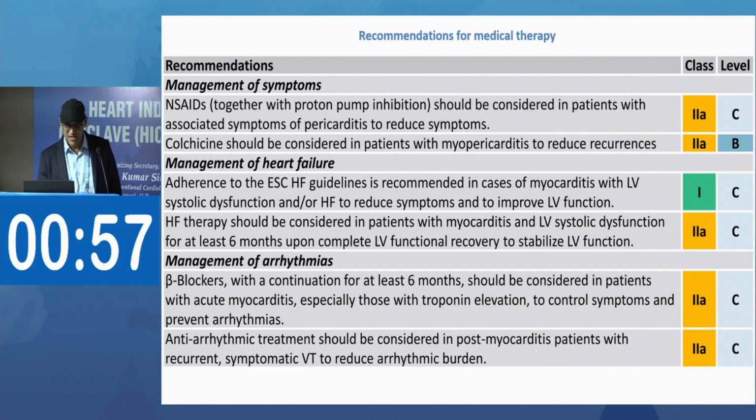Colchicine should be considered in patients with myopericarditis to reduce recurrences. So now they have added colchicine in all patients of pericarditis. You can give colchicine. This was not there in the previous guidelines, but it has been shown that adding colchicine on top of NSAIDs reduces the recurrence of events and can be given in these patients.